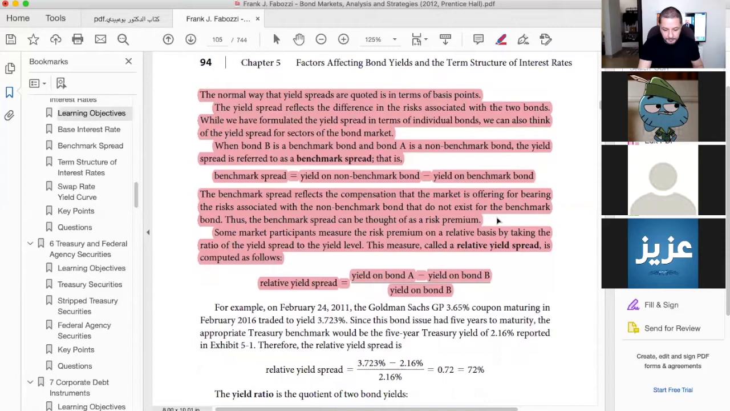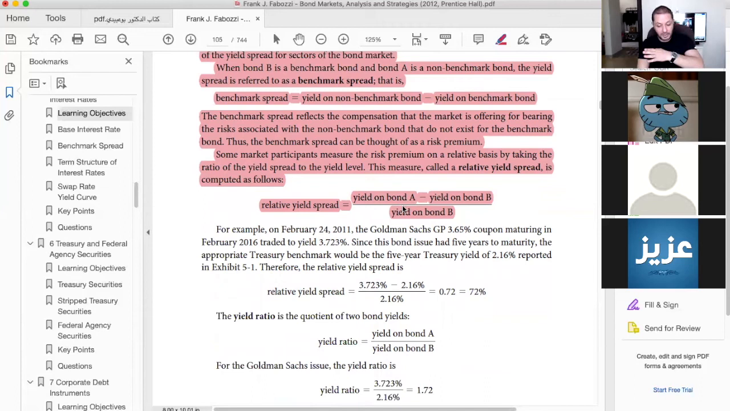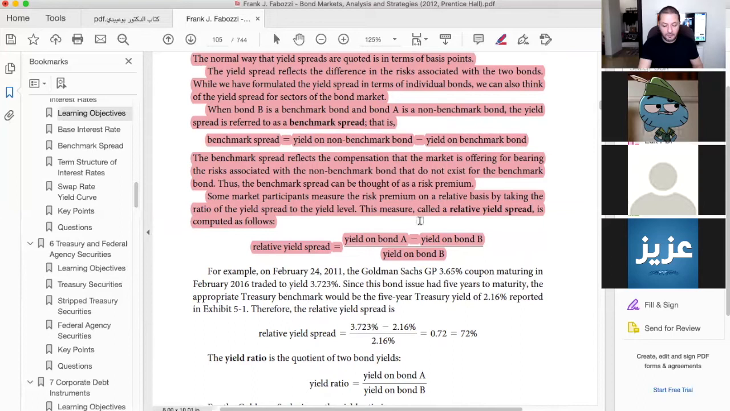Also, we can express the yield as a relative yield spread, which is the yield on bond A minus the yield on bond B, which is what we are used to doing. Then we divide by the yield on bond B, so it is in terms of percentage. So when we use the first one, we have the spread in terms of basis points, while when we use the relative yield spread, we have the spread in terms of percentage. So let's do an example.